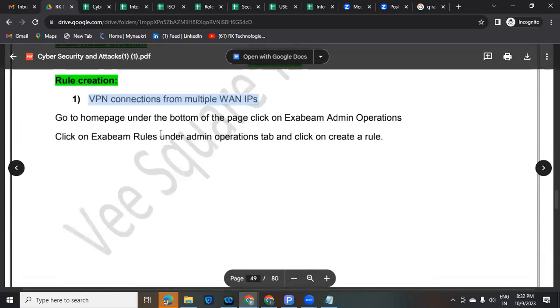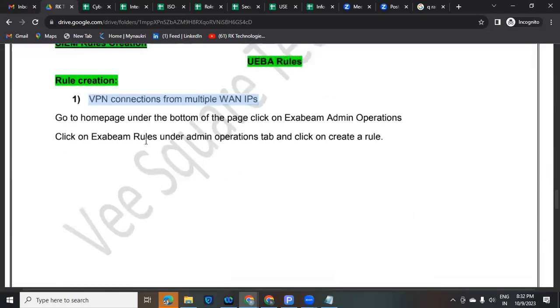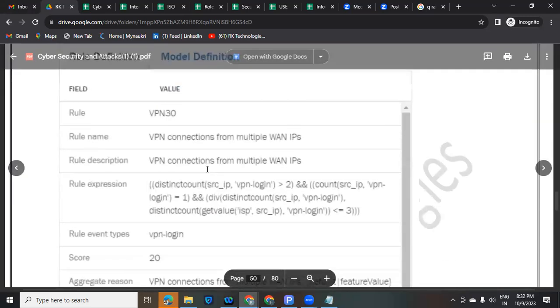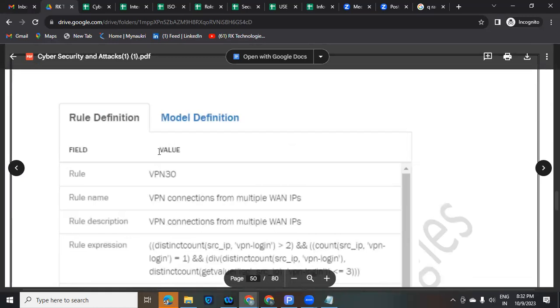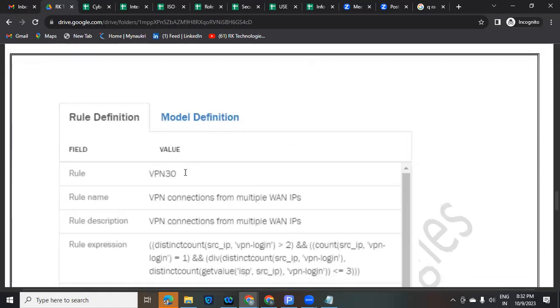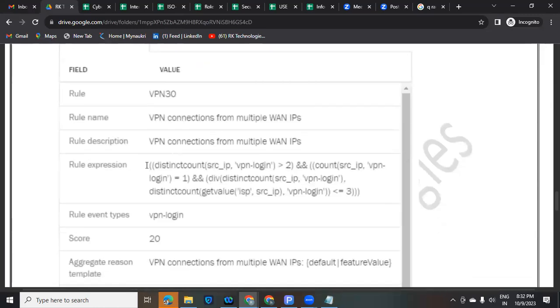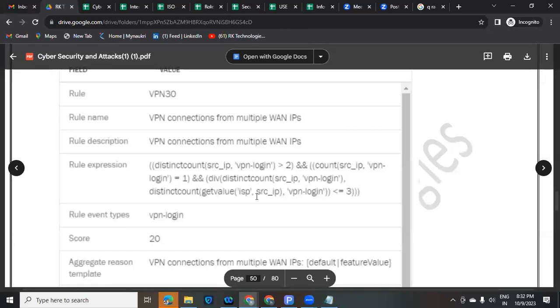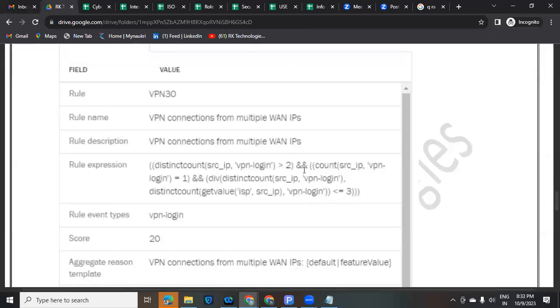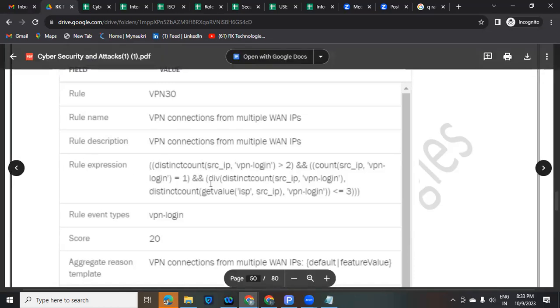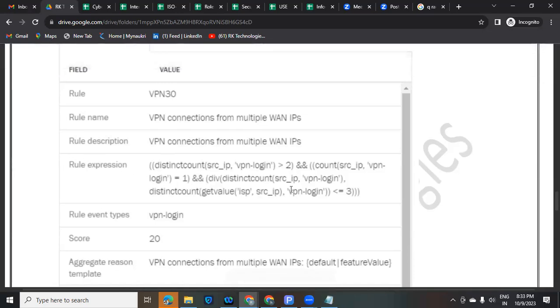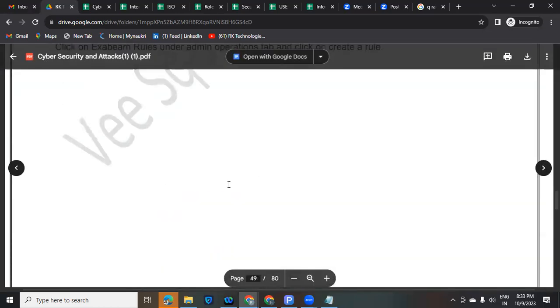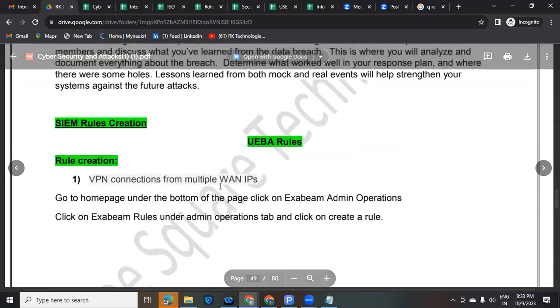I also provided it so you can log into the respective Exabeam, Splunk, Securonics or ELK tool and create a correlation rule. You need not remember all the rule definition, rule name, rule description. Just remember only the rule expression, that is sufficient. This rule expression is nothing but logic. It uses the AND Boolean algebra function, you can see here, and it is also using the AND Boolean algebra function. So this rule logic is sufficient at the time of the interview, for the impossible traversal attack, or else VPN connection from multiple WAN IPs.